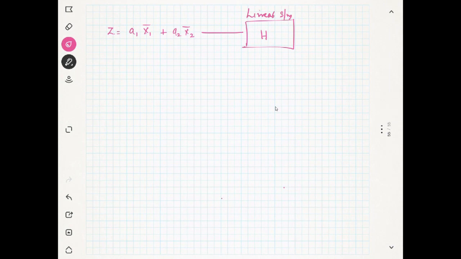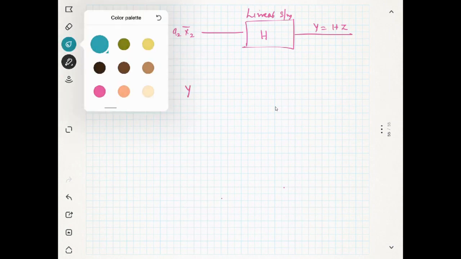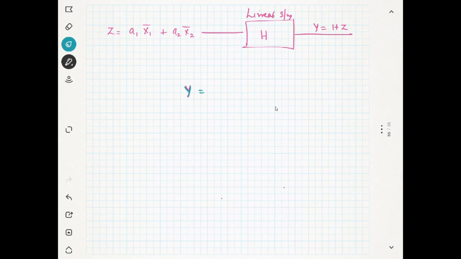Then what will be the output? Y equal to H into Z. Do you understand? Now what is Y? Y equal to H into Z, which is nothing but H into, what is my Z? It is A1 into x1 bar plus A2 into x2 bar. Is it clear?